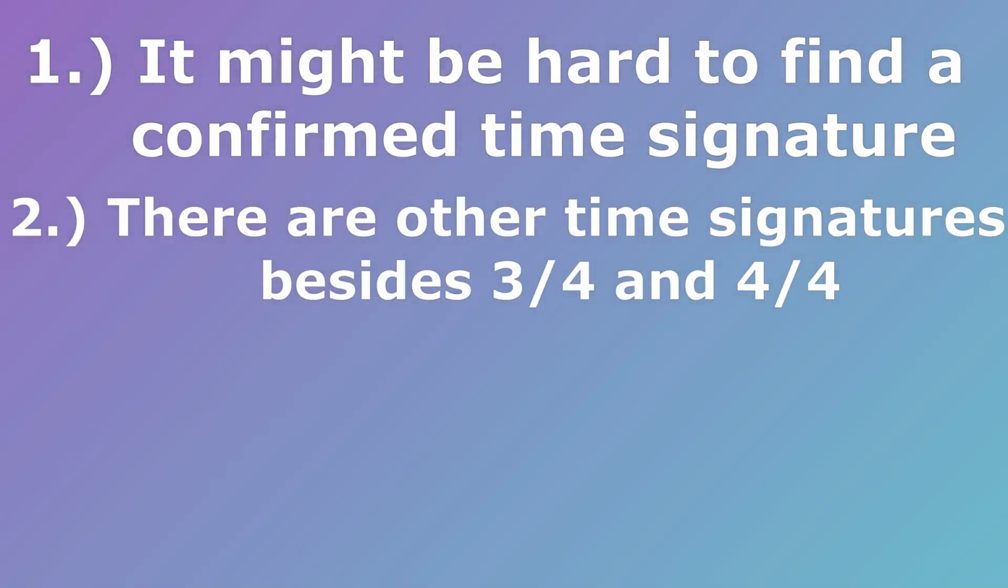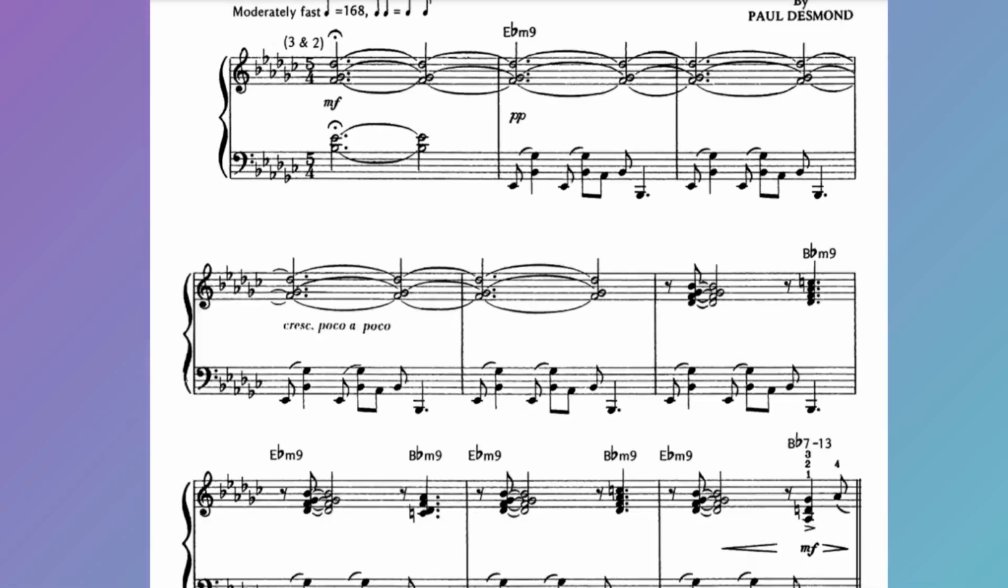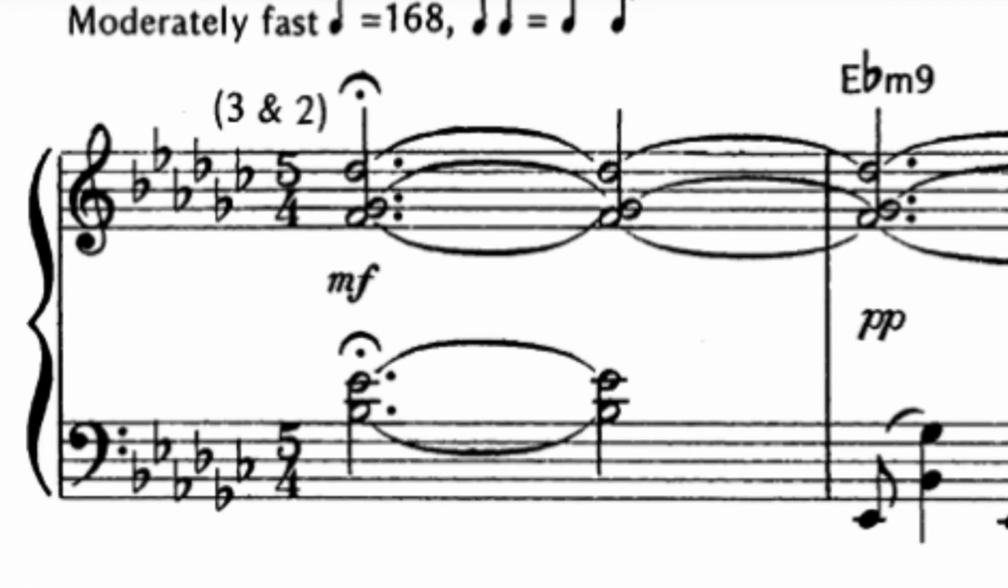Second, 4/4 and 3/4 are not the only time signatures, so you may encounter a song that isn't in either of these times. One of my favorite examples would be the jazz standard Take 5 by Paul Desmond. That particular song is in 5/4, which we have yet to discuss.